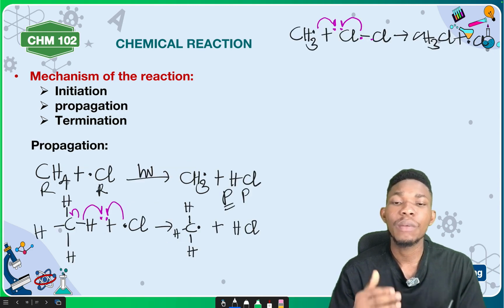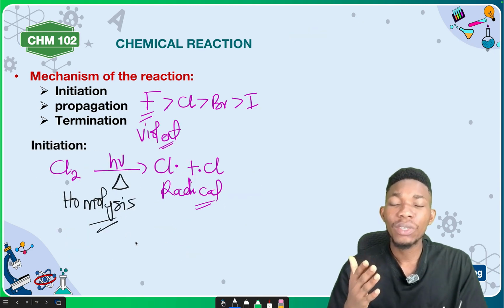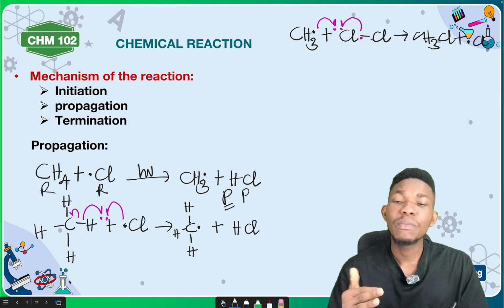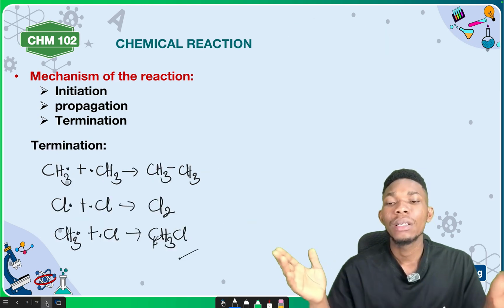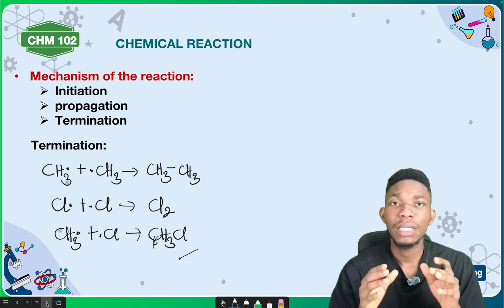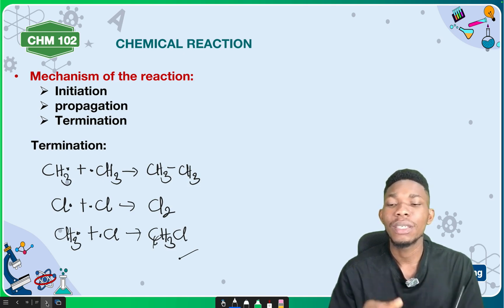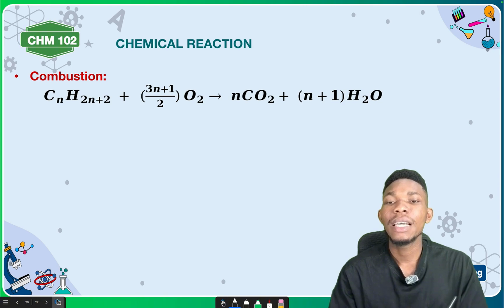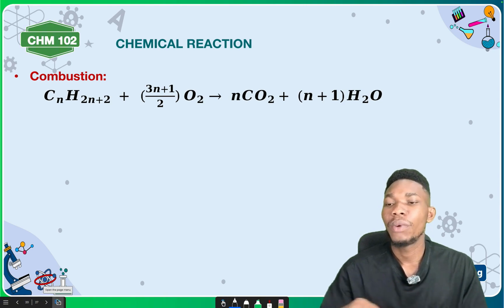You see the initiation step, we form the radical. Propagation step, the radicals are still there. But immediately we are able to quench all the radicals, then that phase is what we call the termination phase of this reaction. Now the next one is combustion reaction.